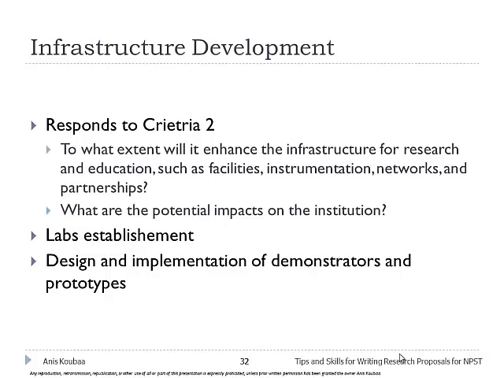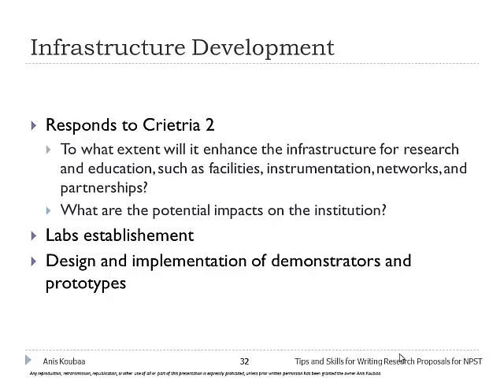Infrastructure development, this is also an important objective, and a response to criterion number 2, which is the impact of the research program or the research project. And one of the impacts is the impact on the hosting institution. So here, you try to clarify to what extent this project will enhance the infrastructure of research and education, such as promoting facilities, instrumentation, networks, and partnerships.